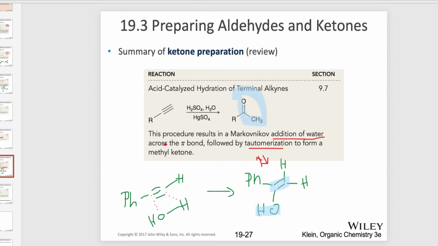That's a really important point. It's a methyl ketone. Whenever you see a methyl ketone and are asked to generate it, you need to think about the acid-catalyzed hydration reaction of a terminal alkyne, and that we have mercury under acidic conditions accomplishing this job.